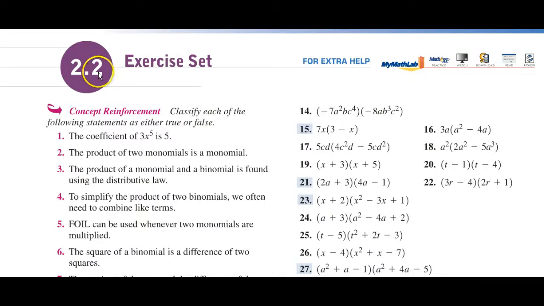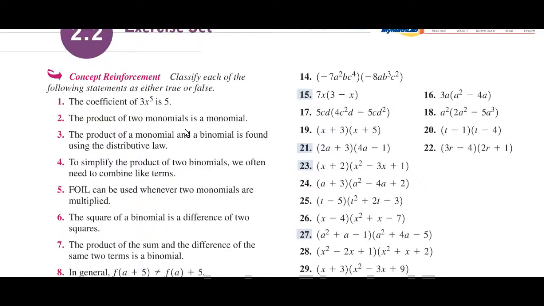Going on to topic 2 of module 2, the exercise set. We're looking for concept reinforcement. Classify each of the following statements as either true or false. And I'm adding why. So what I would like you to do, somewhere in your lecture booklets, the one that you're assigned, is write down true or false and why.